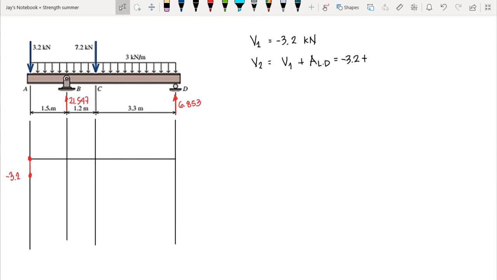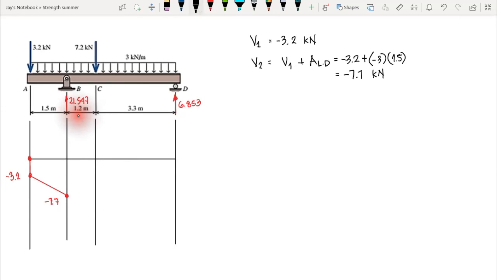So we have times negative 3 kilonewton per meter times the length, that is 1.5. This is a rectangular area, so it is equal to negative 7.7 kilonewton. So at point B we have negative 7.7, so we go at this point, let's say at that point, negative 7.7. So again, since we have a 0 degree in our load diagram, therefore we have first degree in our shear diagram.